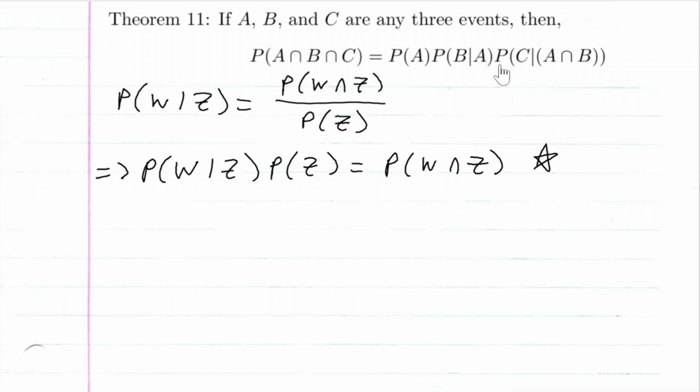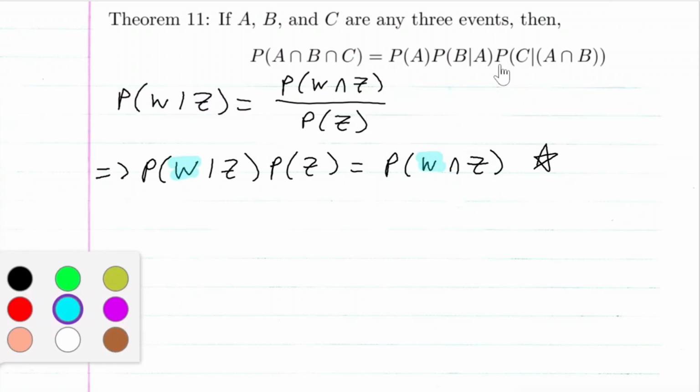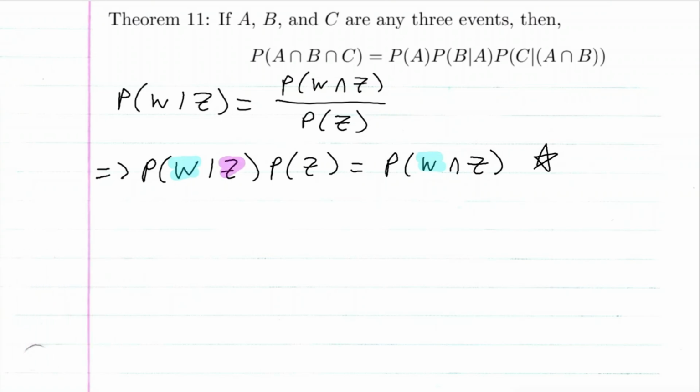And what I'm going to do is mark up the W's as blue, and the Z's as purple. You'll see why in a second. Okay, so let's go ahead and start our proof.